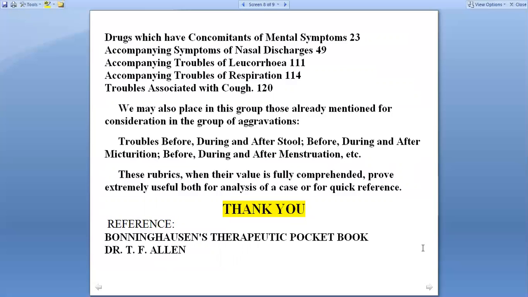These rubrics, when their value is fully comprehended, prove extremely useful both for analysis of a case and for quick reference also. So the topic is completed now.